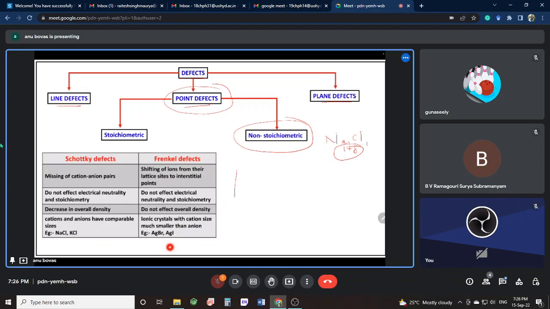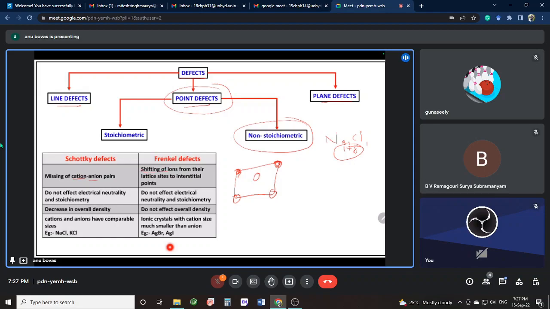For example, these are the lattice spaces. Now, there can be a missing of one cation-anion pair, which will cause a Schottky defect. But if this ion comes from this lattice position and sits in the interstitial position, this will cause a Frenkel defect. In both cases, the stoichiometry is not affected, because in this case, if the cation is missing, the anion is also missing. So stoichiometry is not affected.